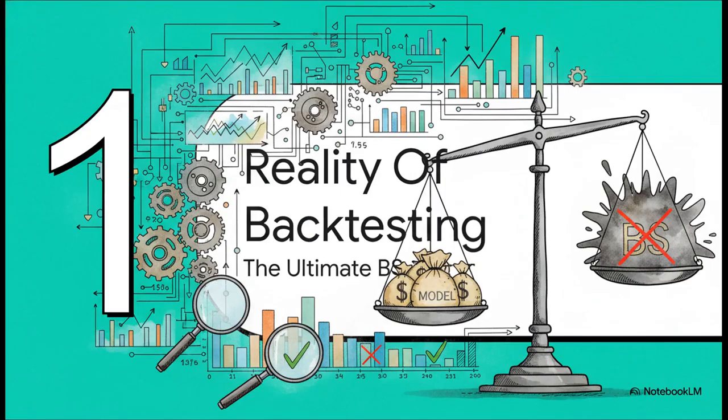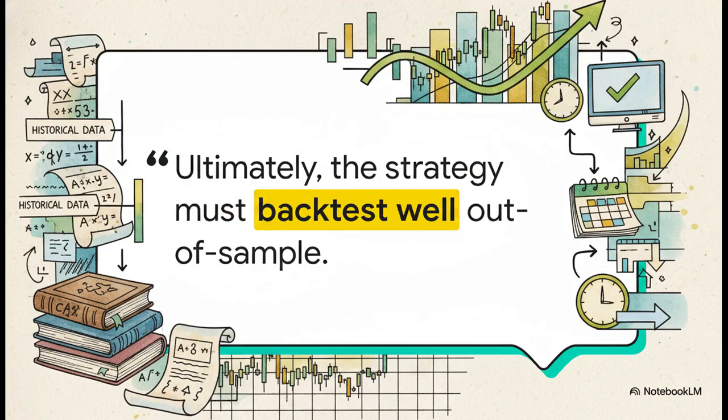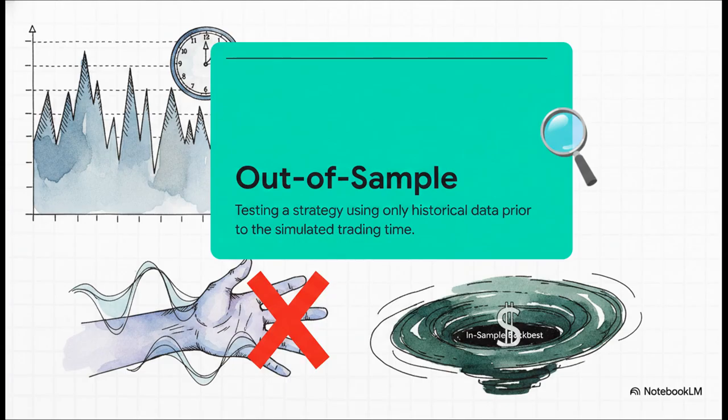Section 1. The reality of backtesting, the ultimate BS tester. The authors establish an absolute, non-negotiable rule right out of the gate. All strategies in the encyclopedia must be backtested out of sample before being trusted. Listen, no amount of historical correlation or brilliant math matters if it can't survive a real-world, forward-facing test. It's that simple. So what does out of sample actually mean?